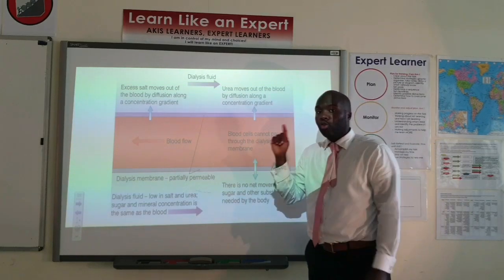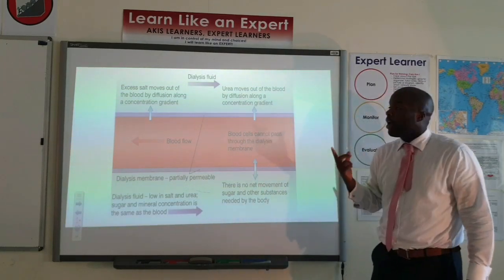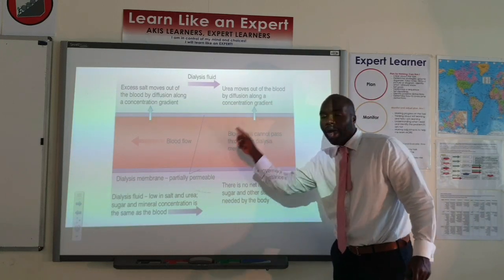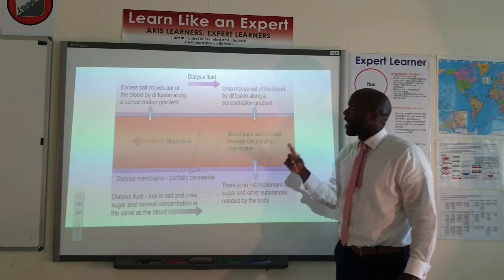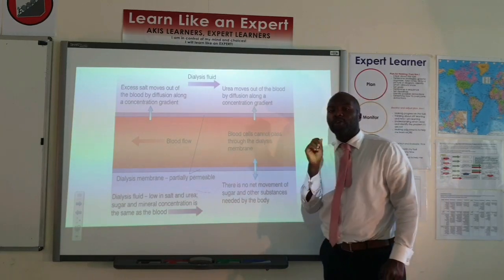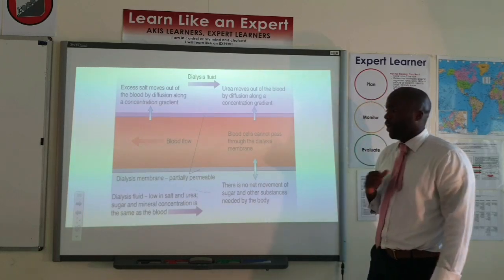Okay, there should be no urea in the dialysis fluid either. So urea will move from a higher concentration over here to a lower concentration over here. The urea as well will diffuse down its concentration gradient.